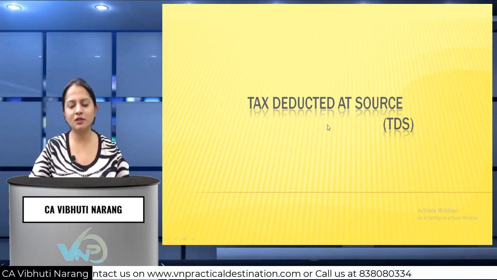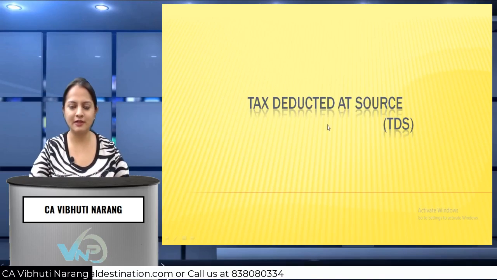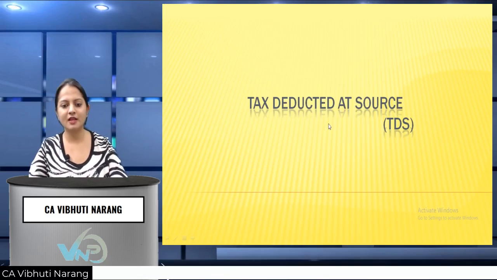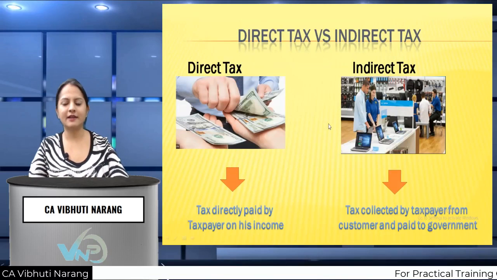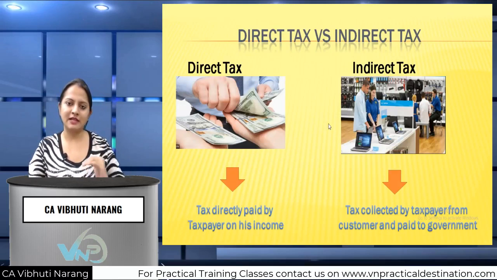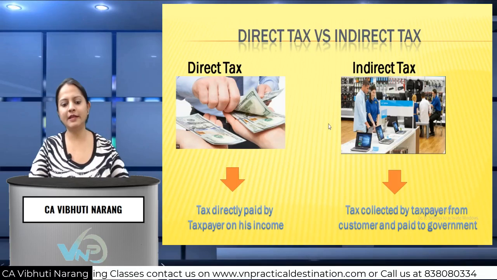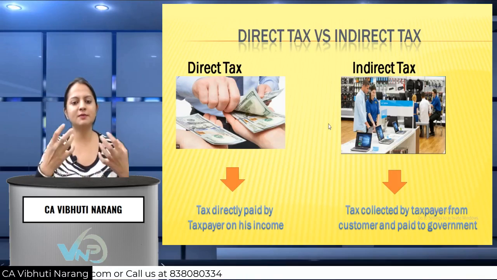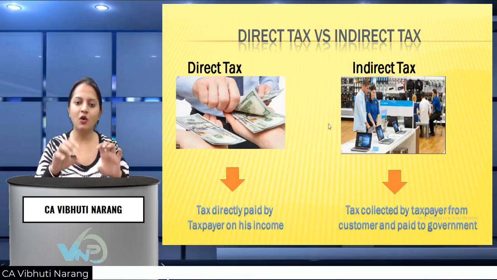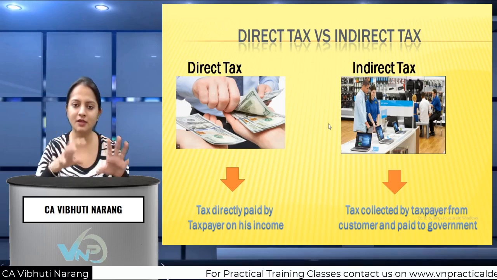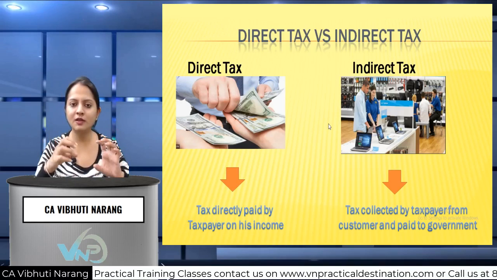So before proceeding to the whole concept or basics of tax deducted at source, we'll first understand the difference between direct and indirect tax. So the first thing is, what is direct and what is indirect tax in India? Whenever you pay tax as a taxpayer on the income earned by you to the government, it is a direct tax, which is directly paid by the taxpayer on his income. Indirect tax is not directly paid by the taxpayer, it is paid by some third party, or you can say not directly by the customer.